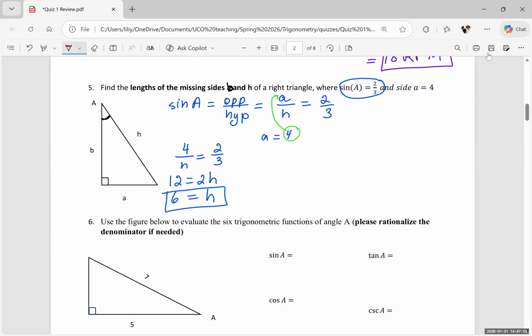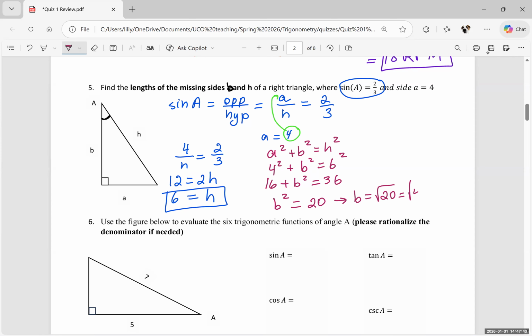Now side B, A squared plus B squared equals H squared. That is just the Pythagorean theorem. A was 4. B we don't know. H was 6. So that's 16 plus B squared equals 36. So B squared equals 20, which means that B is the square root of 20. You should simplify this. 20 is 4 times 5. So 2 square roots of 5.